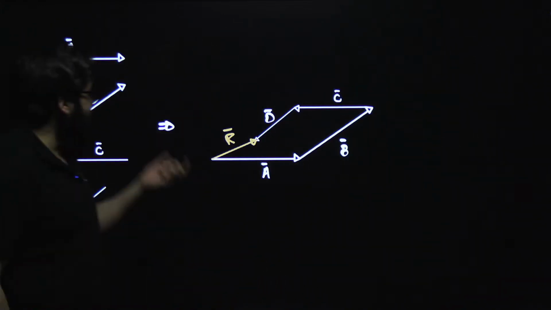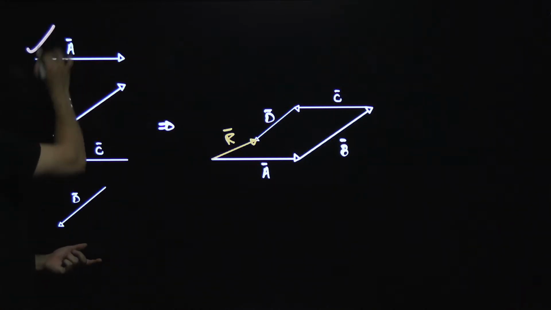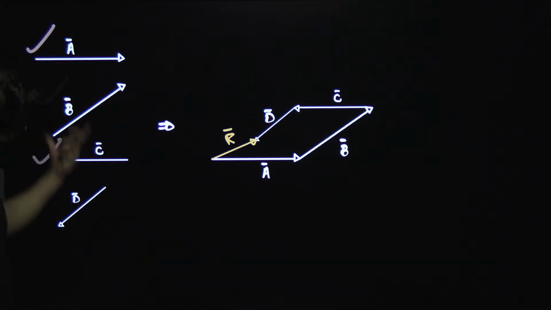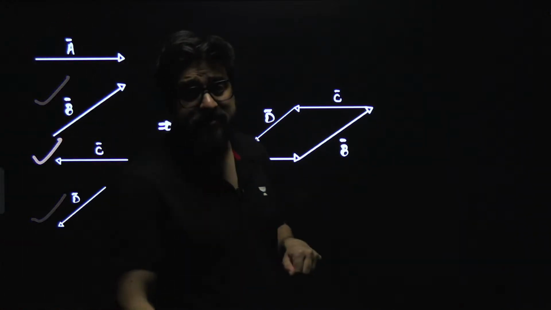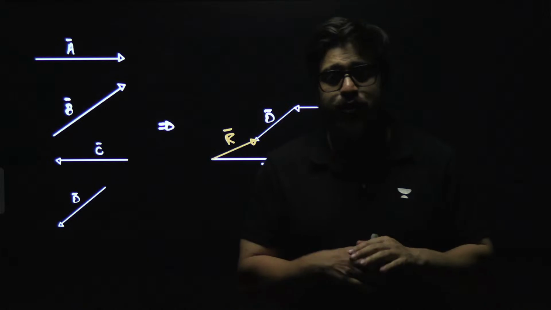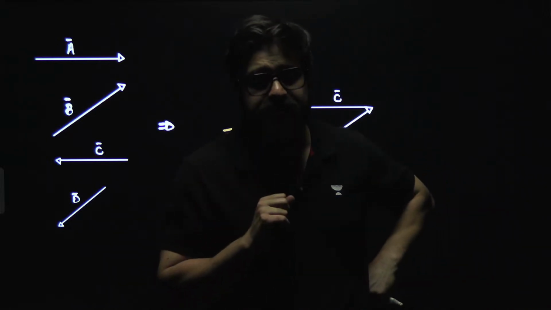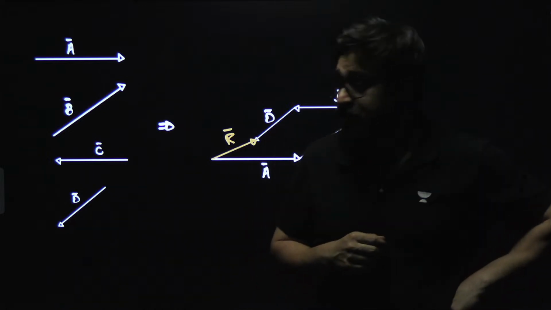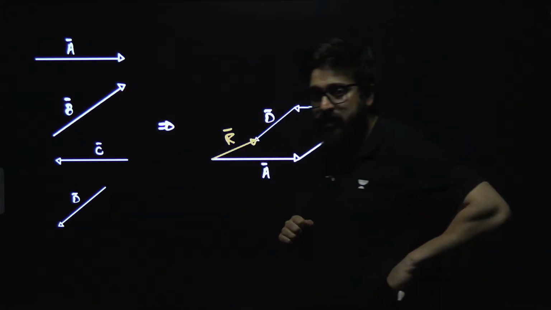Let's suppose we have many vectors over here, 1, 2, 3, 4, and you have to add all of these vectors. Sir, can we use triangle law? No, that's used only for adding two vectors. Sir, can we use parallelogram law? No, we can use that only for adding two vectors. So we have many vectors over here.